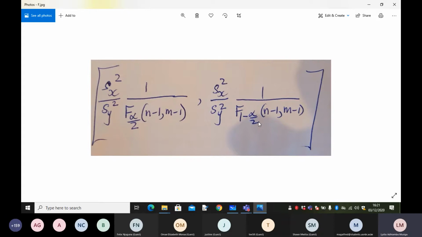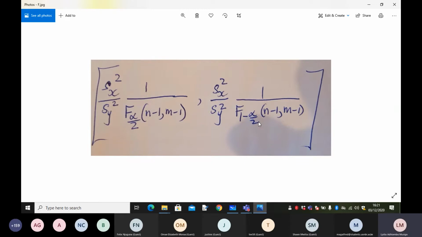So I'm just giving you maybe 1 second to look at the formula for the confidence interval. And then we can look at an example.